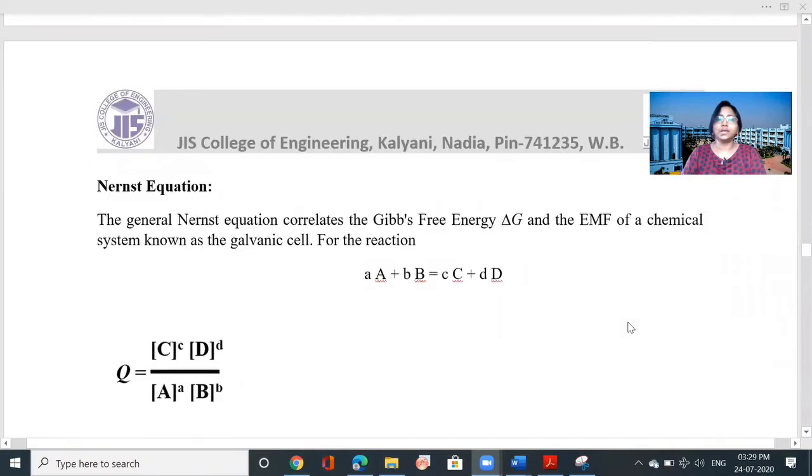Now the Nernst equation. The general Nernst equation correlates the Gibbs free energy delta G and the EMF of a chemical system known as the galvanic cell. For this reaction, small a capital A plus small b capital B, the capital A and B are the reactants, and capital C and D are the products. Before them are the numbers small a, b, c, d, which may be 2, 3, 1, anything.